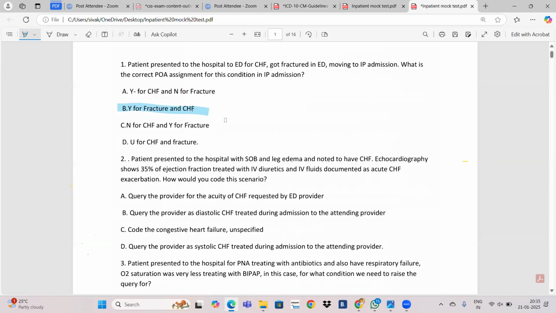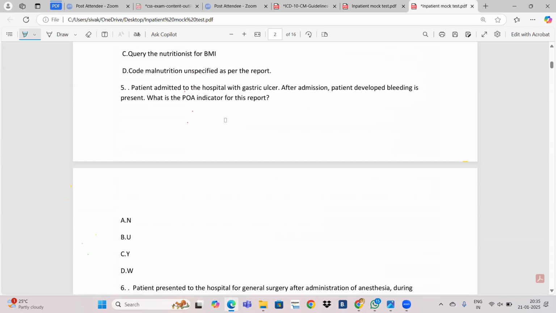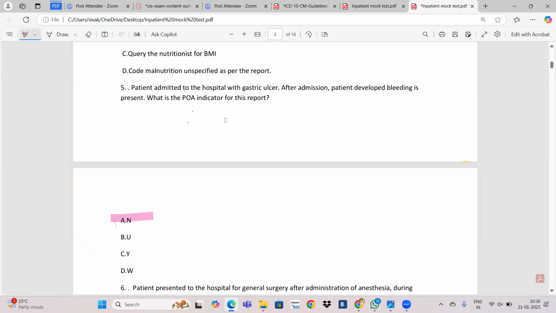Can you explain again? Yes, I will explain. Please solve the fifth question. This question you will get in the exam. The answer is N.